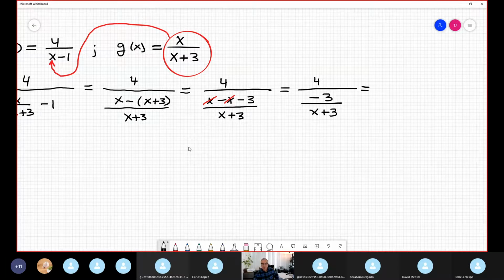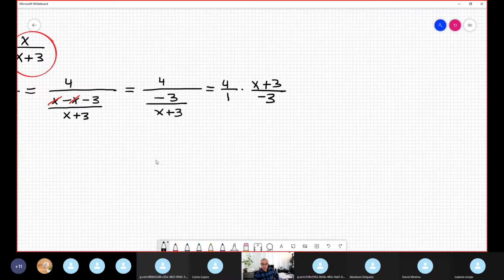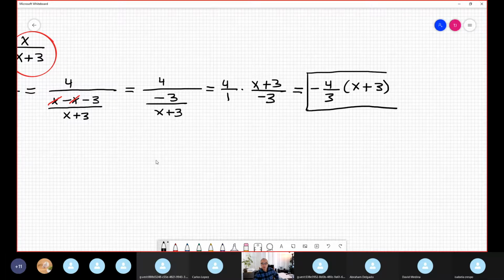So now I propose you, for example, 4 is just 4. It's 4 over 1 times the reciprocal of this, x plus 3 divided by negative 3. Okay, so now ready to put together in an elegant way: negative 4 over 3, because 4 multiplied by x plus 3, no? Okay, this is a good expression. Leave it like that. Everyone follow me with the algebra? Yes.